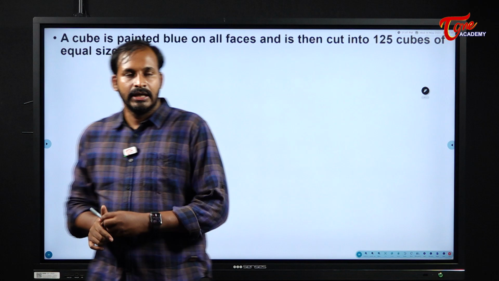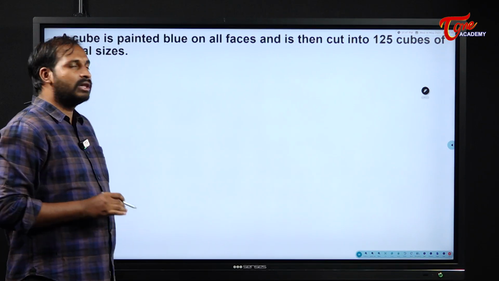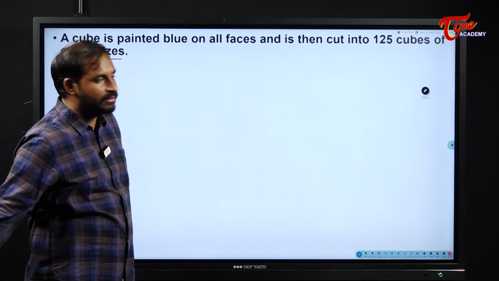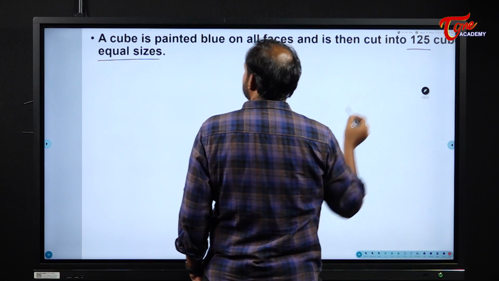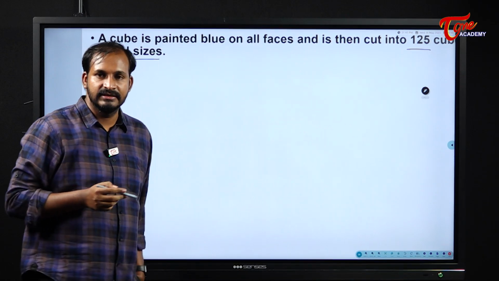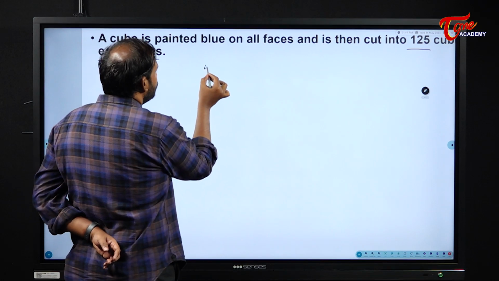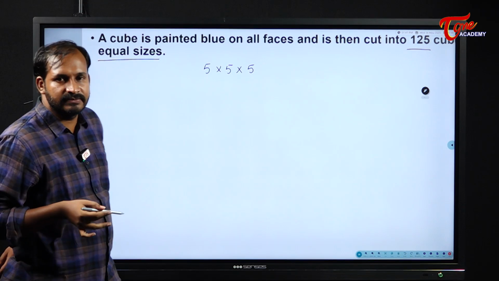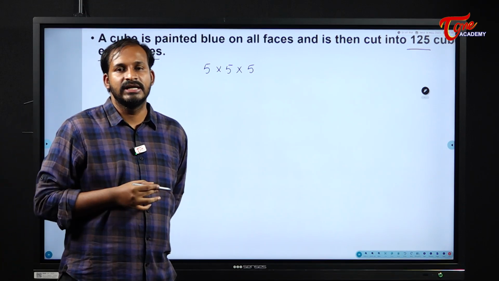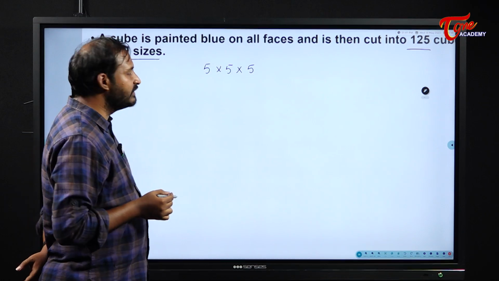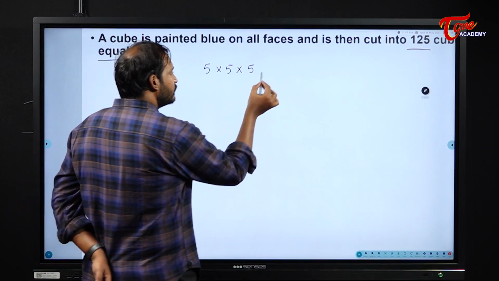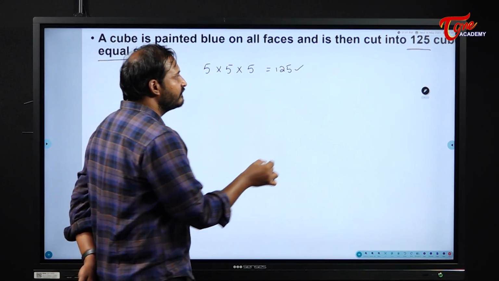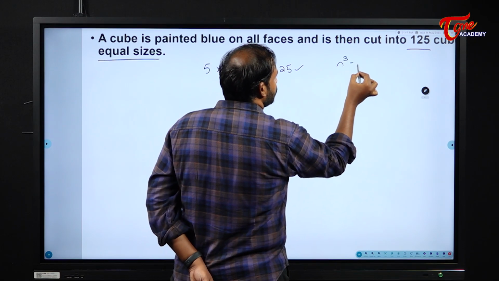Now see here. A cube is painted blue on all the faces, and it is then cut into 125 cubes of equal sizes. How can you cut it into 125 cubes of equal sizes? If you cut it 5 by 5 by 5, that means along its length you make 5 cuts, along its breadth 5 cuts, and along its height 5 cuts. Then 5 into 5 into 5 becomes 125. So the number of small cubes is 125. n cube is equal to 125, so you should write n cube equals 125.